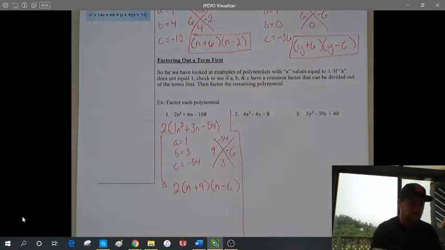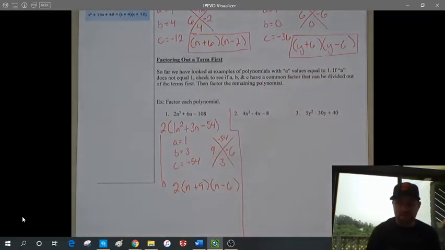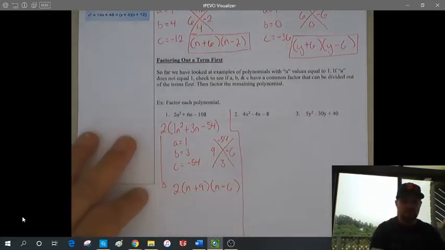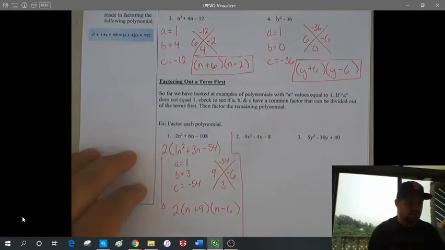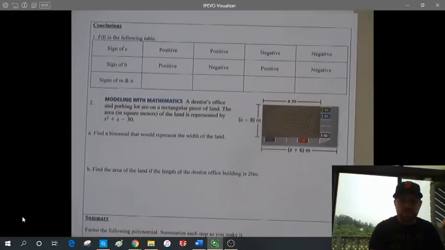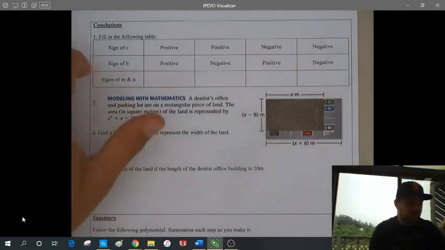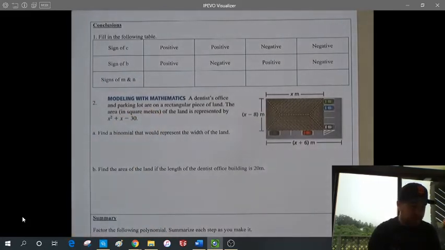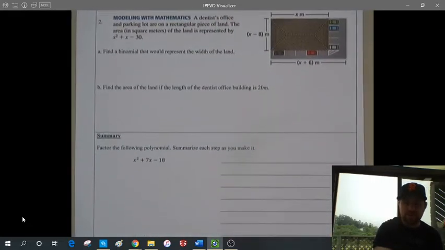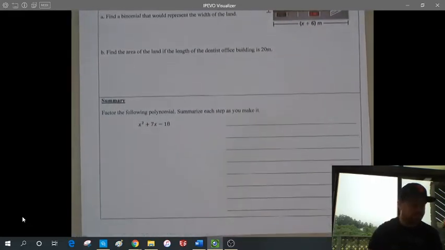I'll put copies of these in the completed copy of the notes, but again, we're going to focus more on the ones where a is already equal to 1. Same thing with the conclusion questions. Number 1 here is a good one for helping to figure out the m and n values, and the parking lot problem is an interesting one that goes with this. I will include that in the completed copy of the notes if you want to attempt it on your own and check the answers later.